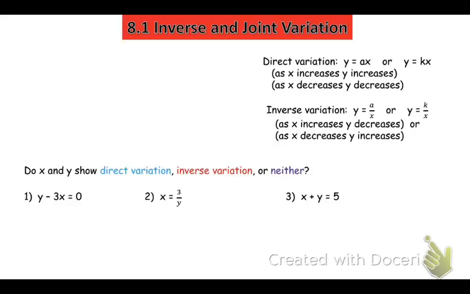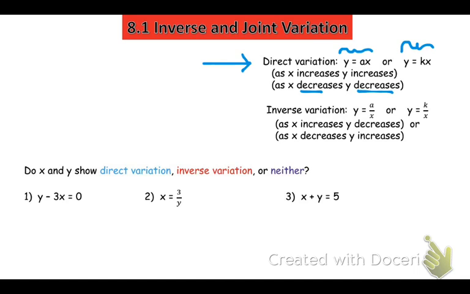In today's lesson 8.1, we're looking at inverse and joint variation. But first, let's think back to earlier in the school year when we were working with direct variation. In Algebra 1, we said y equals kx, and in Algebra 2, our textbook says y equals ax. We know as x increases, y increases, or as x decreases, y decreases. So they go in the same direction.